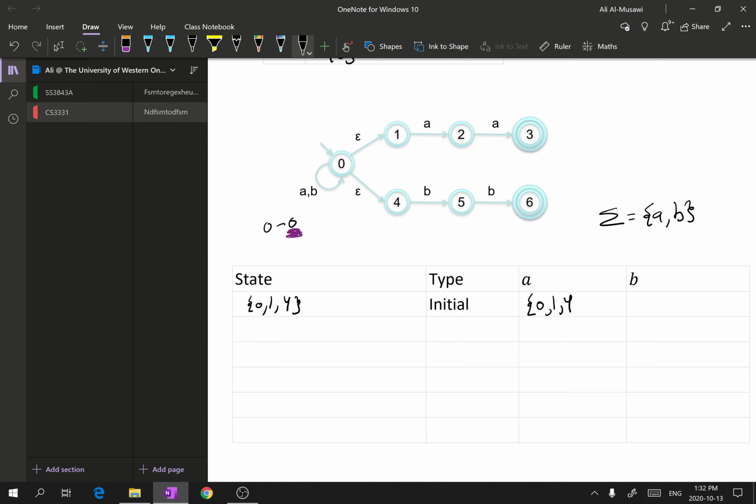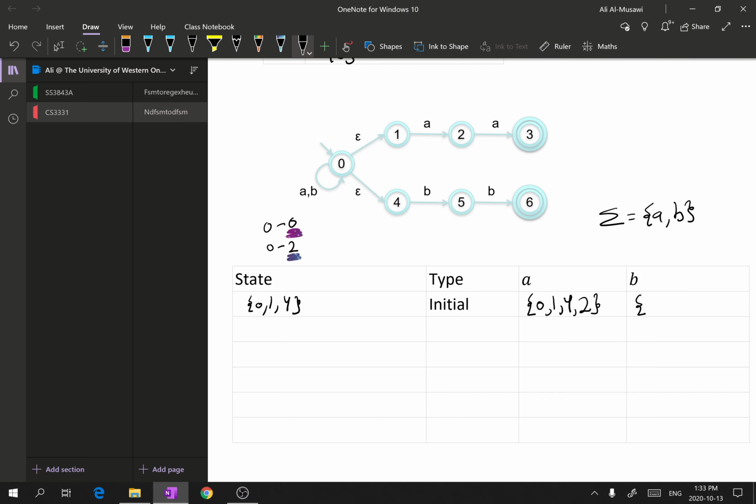Okay, now what about 1? Where can I go on A? Well, I can see I can go to 2, so I'm going to have to include 2. So let's do this one over here. So 0 to 2. Now I have to include the epsilon closure of 2, but since this is a set, we already have 2, we don't repeat that. Now from 4, we go nowhere on A, which means we don't include anything. That's it, we're done.